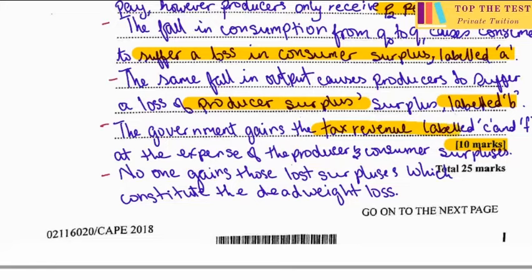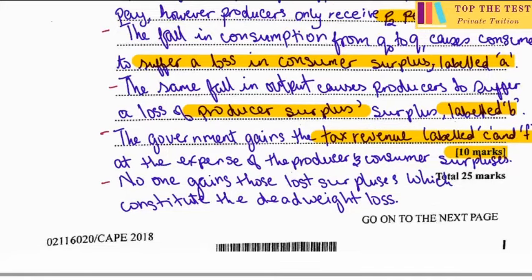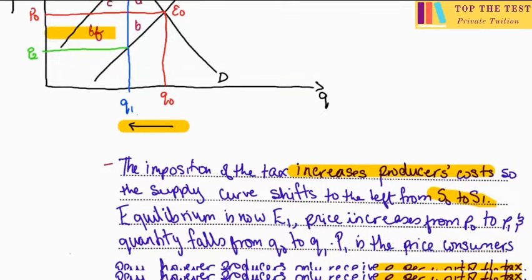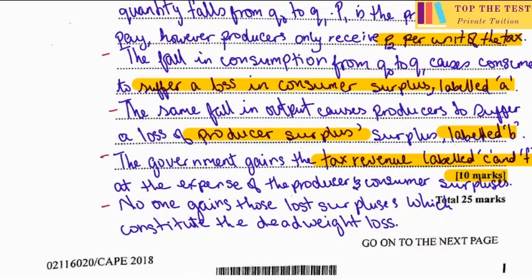Right, the next point, the government gains the tax revenue. Very important. Labeled C and F. So if you scroll back up to see where that is, that's this area here. C. Let me remove this first of all, so you don't get confused. So this is the area being referred to. Right, so the government gains the tax revenue labeled C and F at the expense of producer and consumer surpluses. So this is important here as well. No one gains the lost surpluses, which constitute the deadweight loss. You must mention the term deadweight loss.